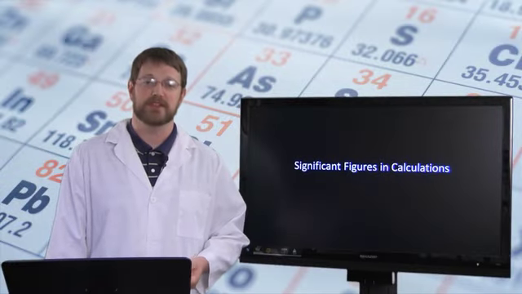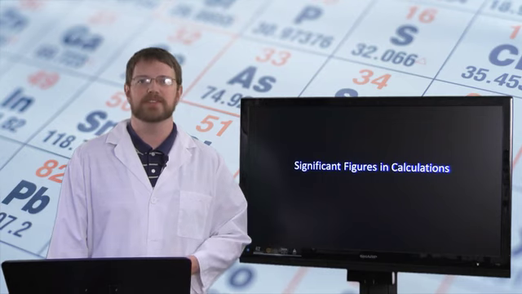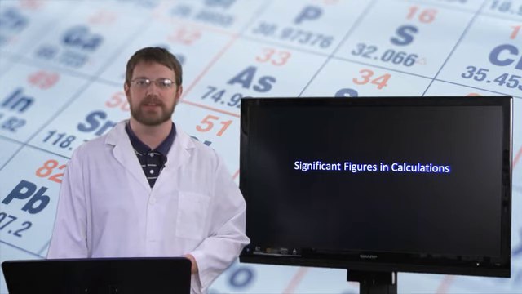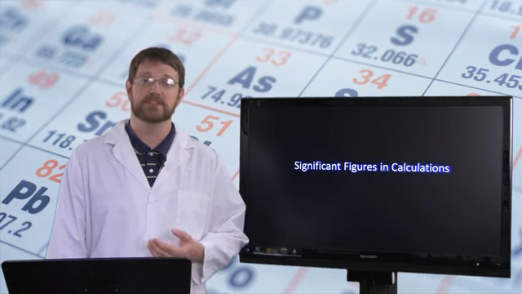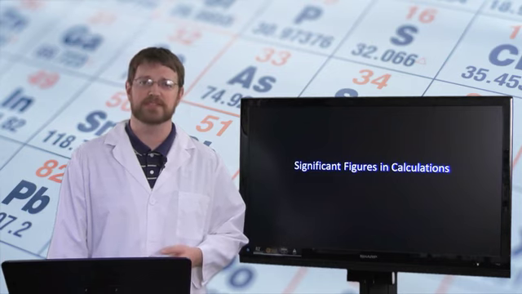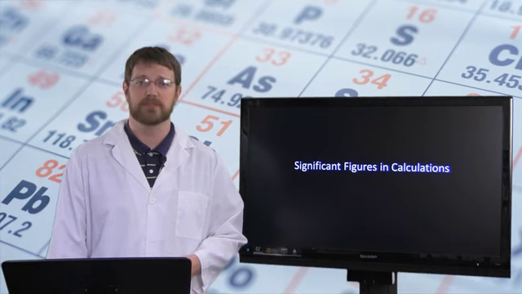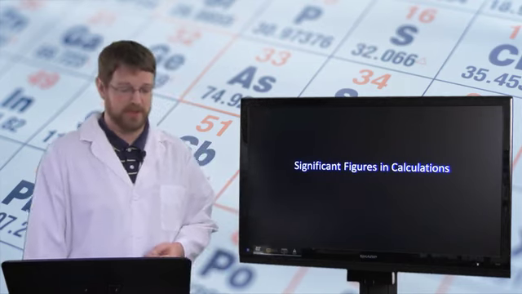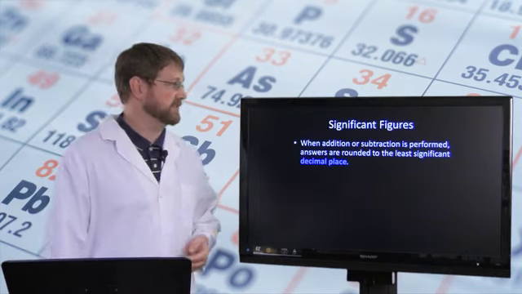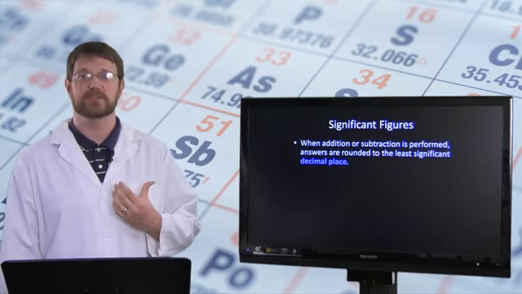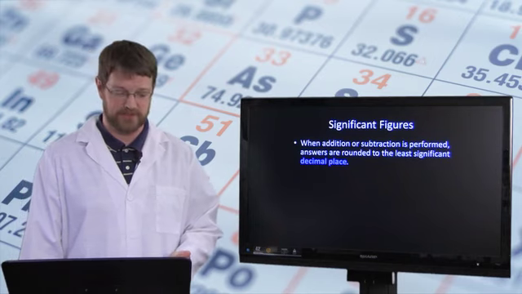Chemists tend to measure large and complex numbers. For students just beginning their chemical education, the use of these numbers in calculations can be difficult. In order to simplify these calculations, chemists have come up with a number of rules to use significant figures in calculations. Now, the first rule has to deal with addition and subtraction.